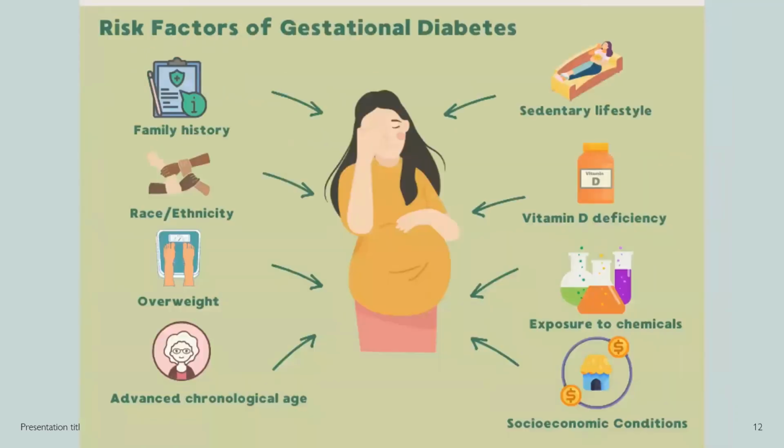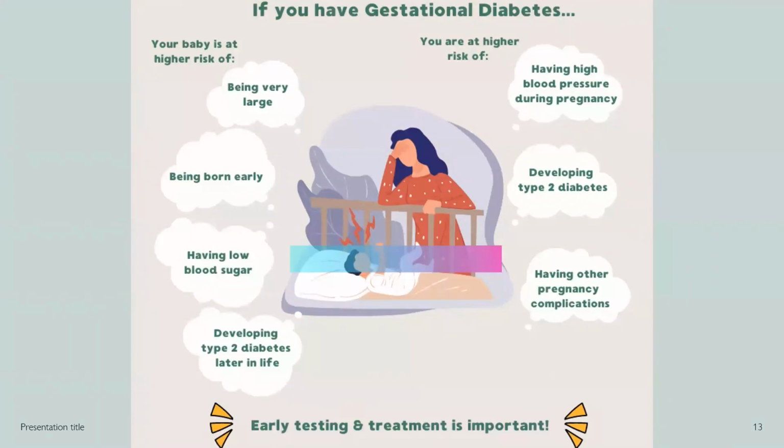And then I showed some risk factors with small icons. I just want to make it easy to understand and remember. I also introduced some bad effects to both moms and babies. I avoid using hard-to-understand medical terms and try to use simple and fewer words to convey the information. And I also noted down here that early testing and treatment is important as a caution to the audience.